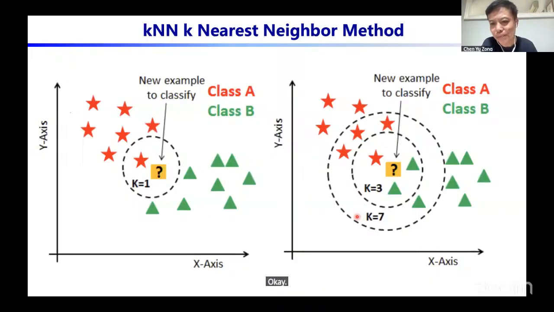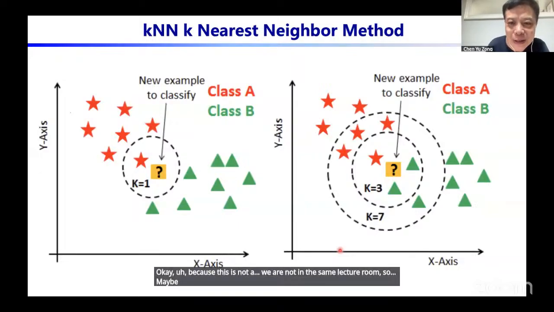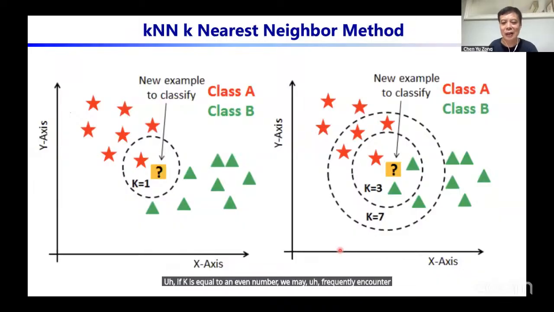Okay, because we are not in the same lecture room, maybe I should just give you the answer. Typically we cannot take an even number for k. The reason is that if k is an even number, we may frequently encounter a situation where our k neighbors are of equal number.